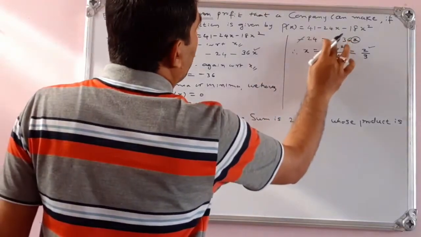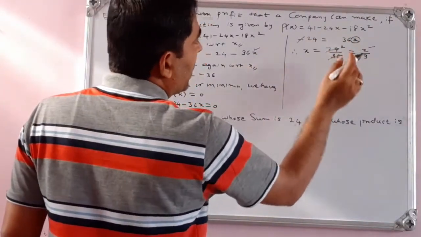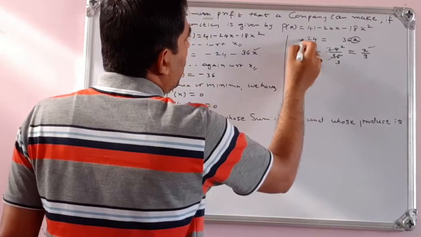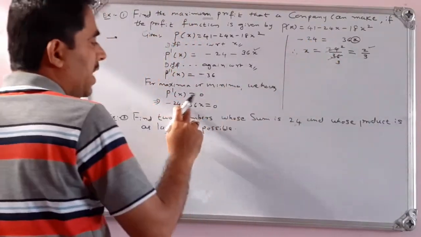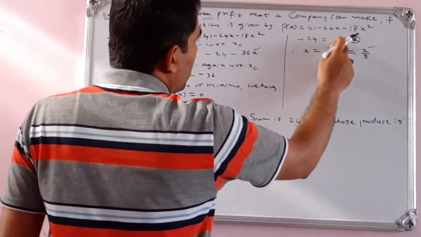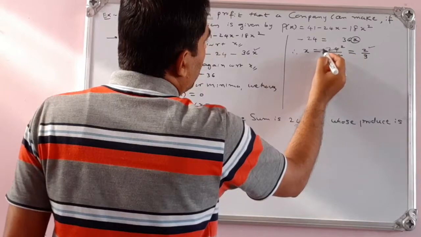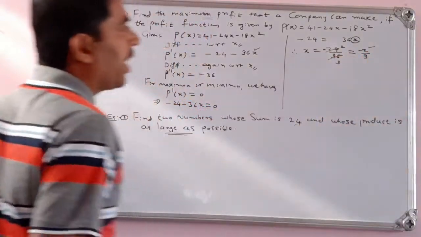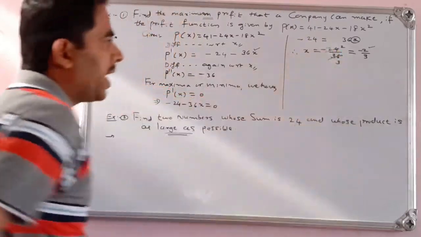Okay, this will be what? Positive. See, minus 36 is shifted to the right hand side, I will get 36x. So x is equal to 24 divided by 36, so the negative sign will be there. See, x is equal to, I get what? Minus 2 by 3, so the negative sign is there. I will write minus here, so minus 2 by 3.